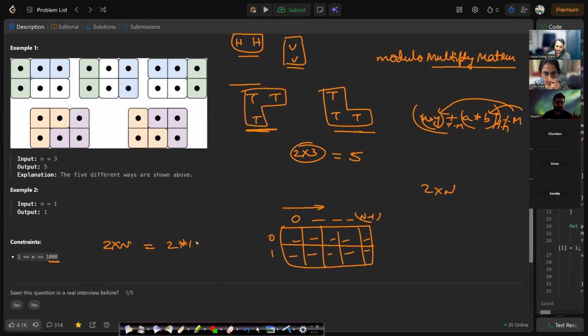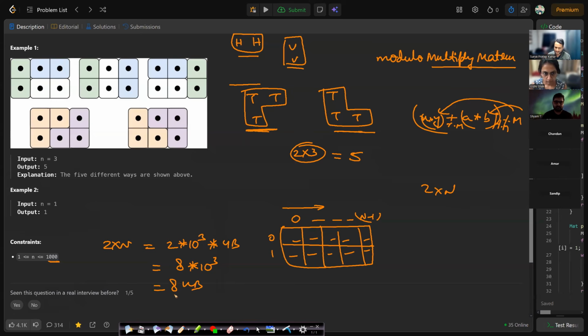So 2 times 10 to the power 3. And if you take integer type, then that is going to be 4 bytes. So how much is it? 8 times 10 to the power of 3. Right. So how much is it? 8 KB. So not even MB.